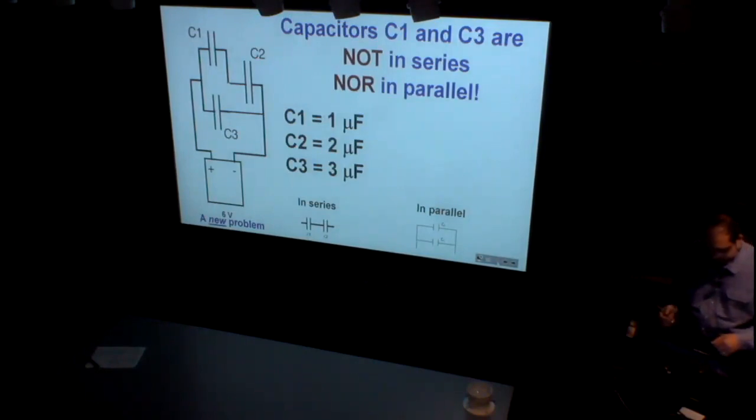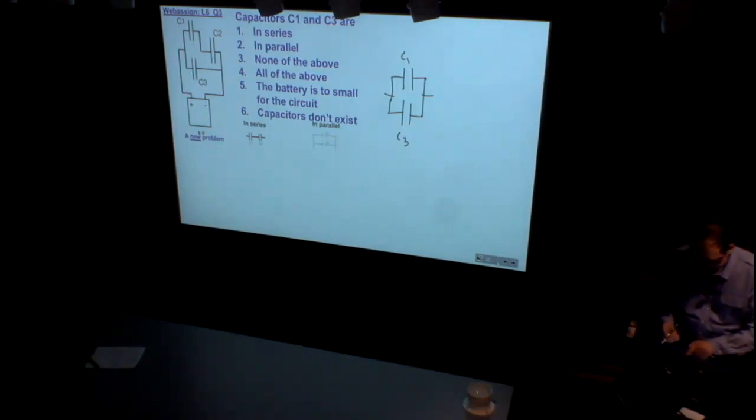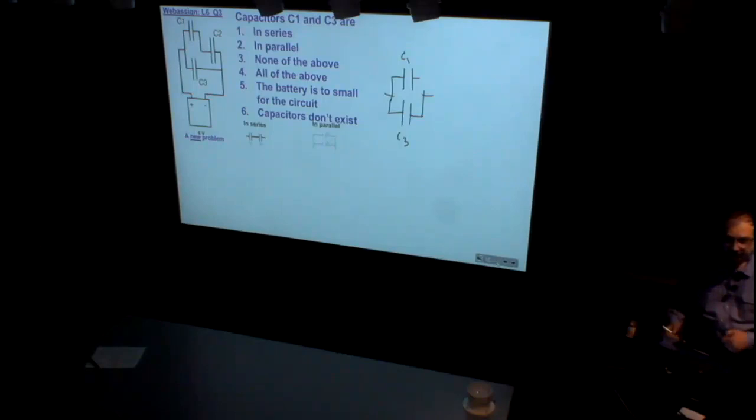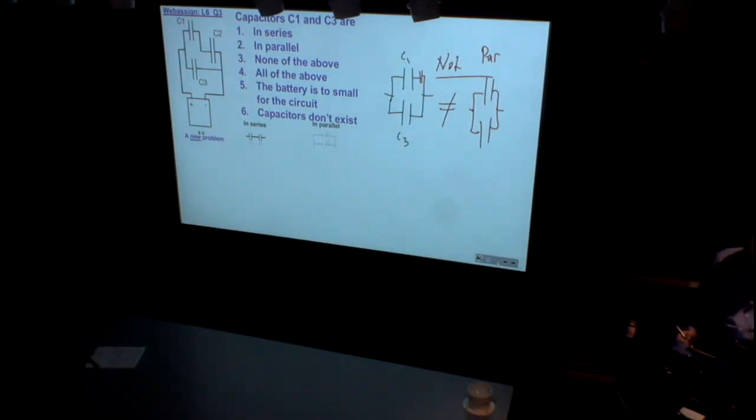What's next? Yeah. And what is wrong with saying that these two capacitors are in parallel? This is how a parallel connection looks. But what we do, we physically break it right here, and we are inserting an extra element, the capacitor number 2. And that's it. This is not the same as this. You can see. So this would have been parallel. This is not. And of course, it's not in series. So the answer is, again, neither.